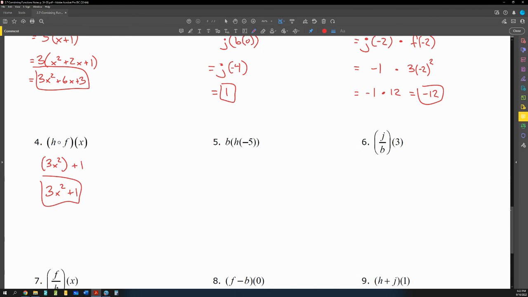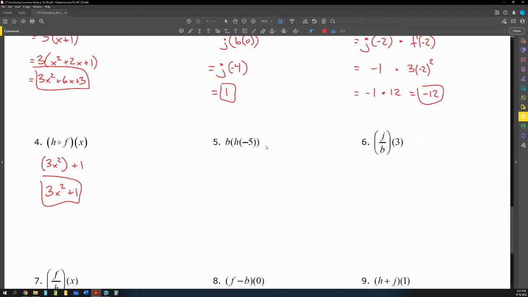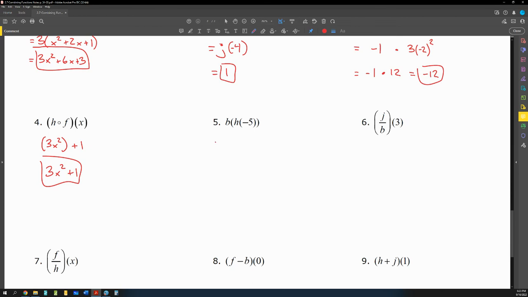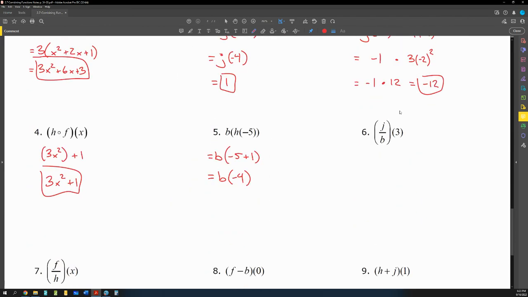Number 5, b of h of negative 5. So we're going to first evaluate h of negative 5 and then plug that into our function b. So h of negative 5 is negative 5 plus 1, so that's equal to negative 4. And then we know b of negative 4 from the table of values is equal to 3. So b of negative 4 equals 3.